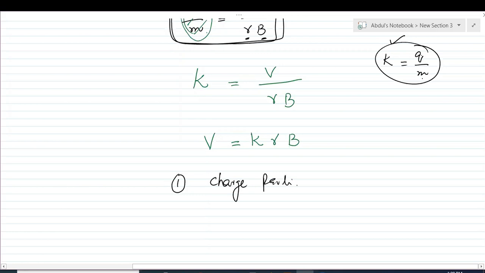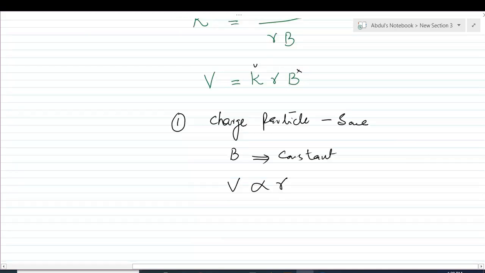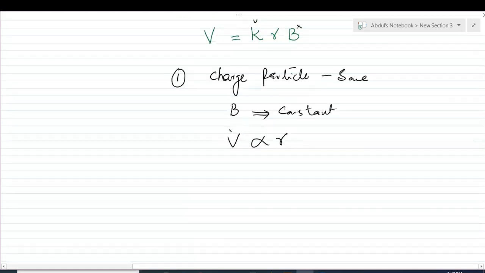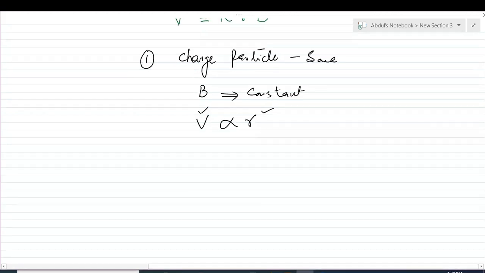So we can write, number one, if the charged particle is the same and the magnetic flux density is constant, then the equation says V is directly proportional to R. The larger speed will make a larger radius of the circular path in the magnetic field.